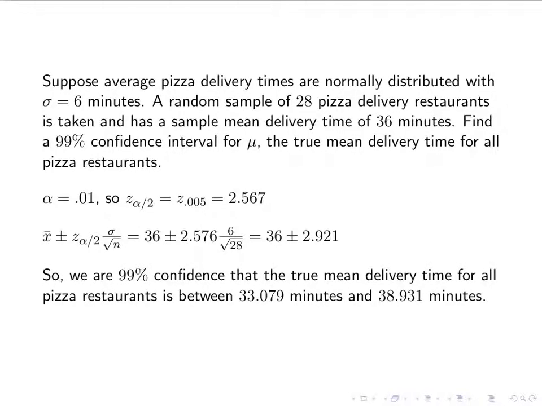So we are 99% confident that mu, the true mean delivery time for all pizza restaurants, is between 33.079 and 38.931 minutes. So the 33.079 is the 36 minus 2.921, and the 38.931 is the 36 plus 2.921. So this 3 should be a 2. I just typed that in wrong. Right, so it should be 38.921 if I did the addition correctly.